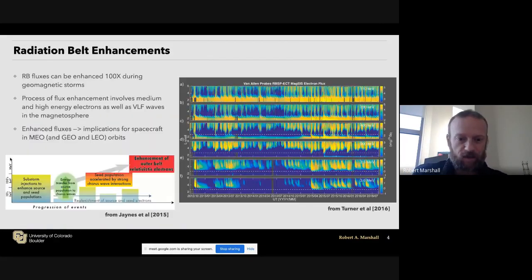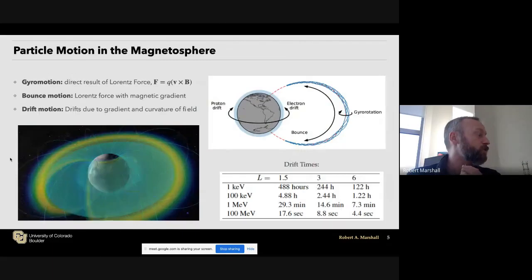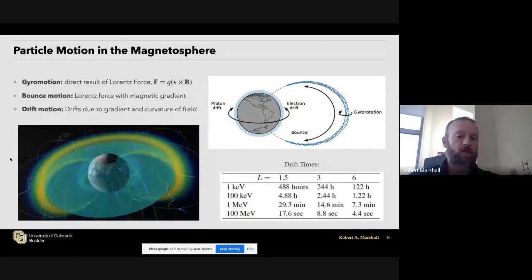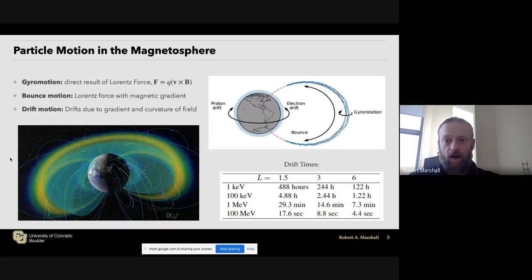And then there's the drift motion, where these particles slowly drift around the Earth in the azimuthal direction. So I've diagrammed each of those motions on the top right, and then given you approximate time scales for the drift around the Earth, which can vary from seconds to hours, depending on energy and the distance from the Earth. All of these motions are driven by the Lorentz force, as well as the configuration of the Earth's magnetic field.